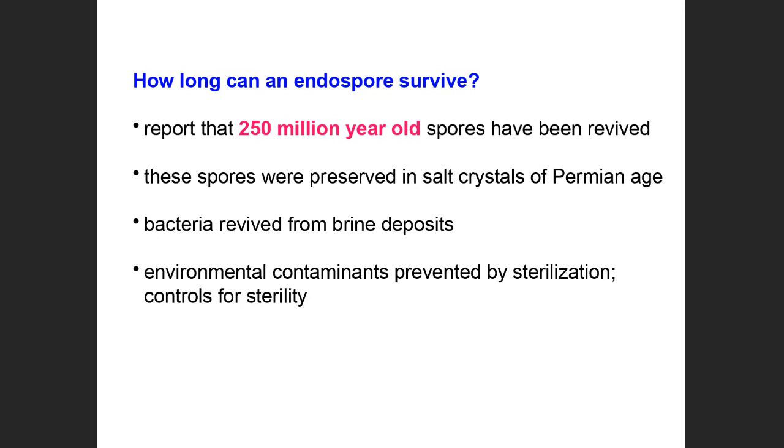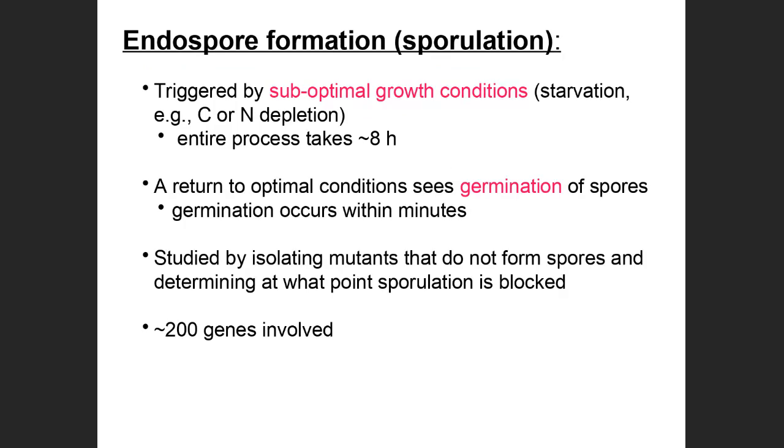Some of the spores were actually preserved in salt crystals during what is known as the Permian age, and some of it was actually revived from brine deposits, which are salt deposits, and so on. So you find that it is actually possible to naturally preserve the spores, and they just wait for the right kind of conditions for them to grow. What happens for them to grow? They are actually triggered to be produced, for sporulation to take place.